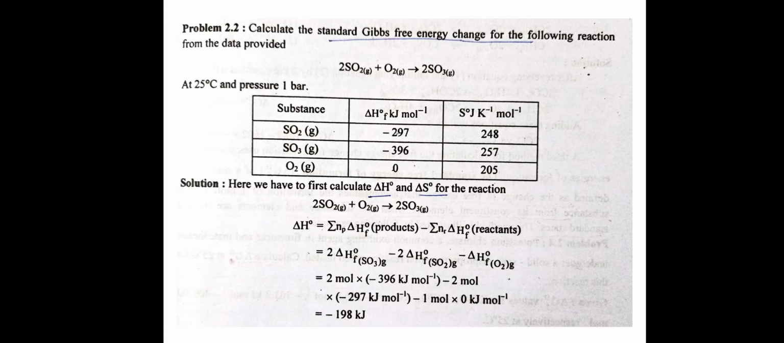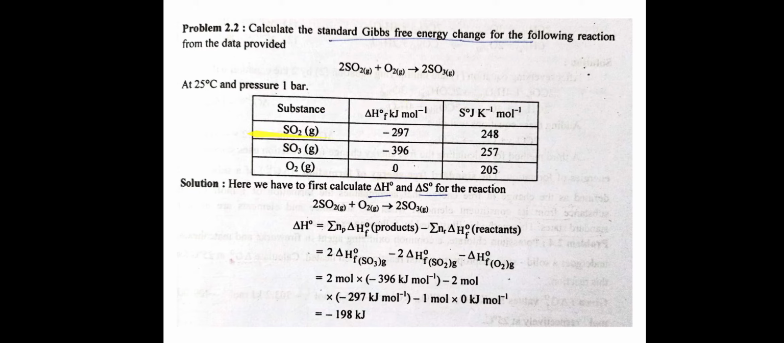The problem is: calculate the standard Gibbs free energy change, that is delta G0, for the following reaction from the data provided. We are given a reaction: 2 moles of SO2 plus 1 mole of oxygen gives 2 moles of SO3 at 25 degrees Celsius, which is the temperature, and pressure 1 bar. So data is provided to us.